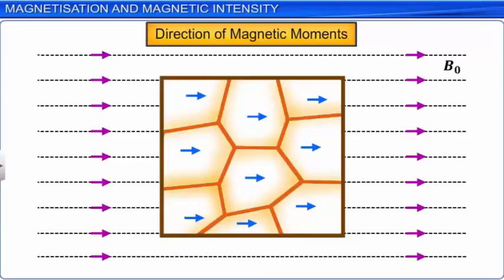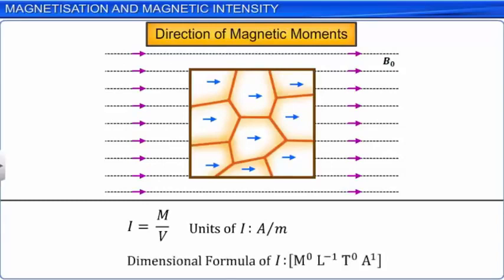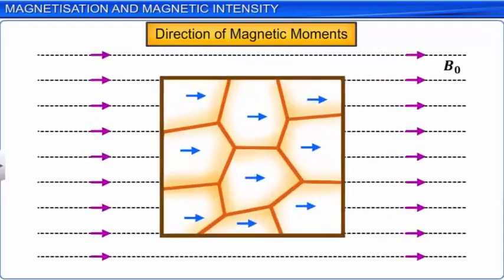Thus, the net magnetic moment per unit volume is called magnetization or intensity of magnetization. That is, I = M by V. The unit for intensity of magnetization is ampere per meter. Its dimensional formula is M⁰ L⁻¹ T⁰ A¹. When an object is placed in an external magnetic field, the total magnetic field inside the object is the sum of the applied magnetic field and the magnetic field due to the magnetization of the object.